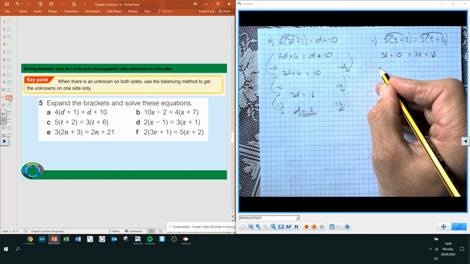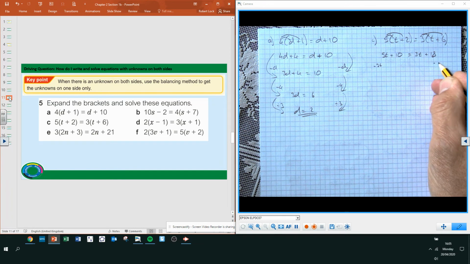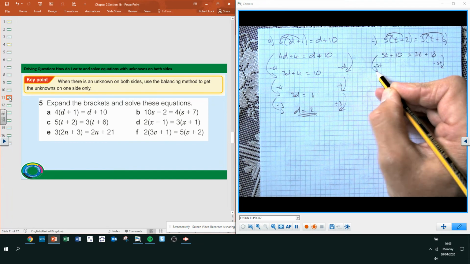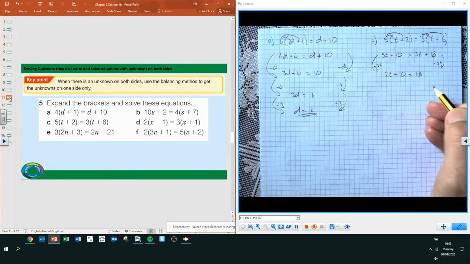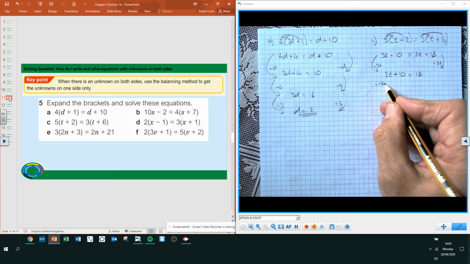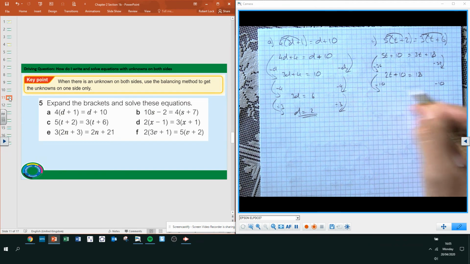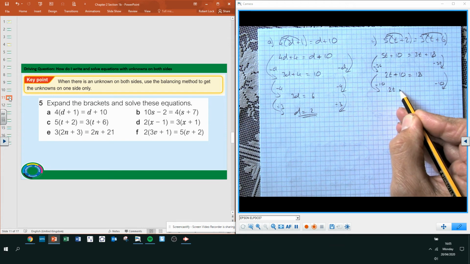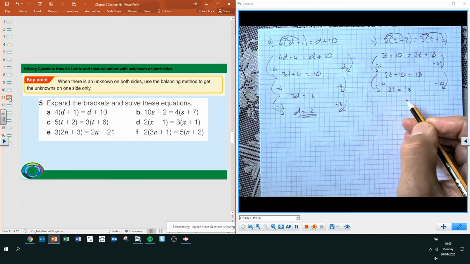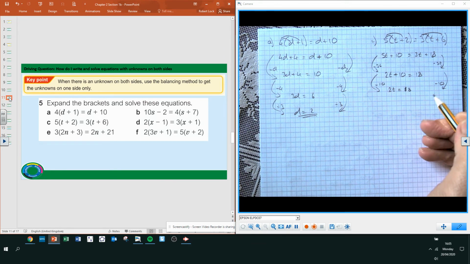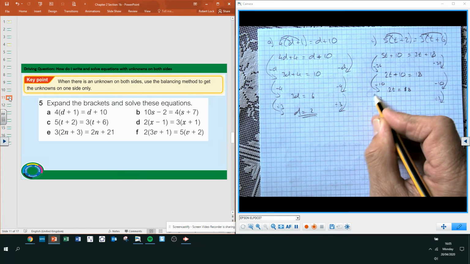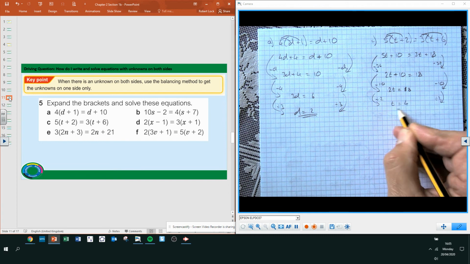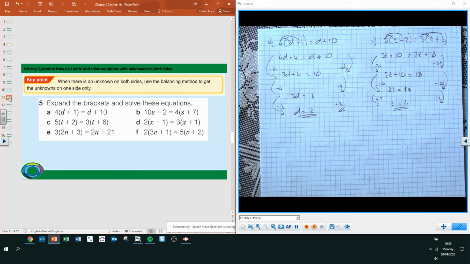Smaller number from the bigger number. So minus 3t there. Becomes 2t plus 10 equals 18. Take away 10 both sides here. 2t equals 18. No, it doesn't. It equals 8, Mr. Locke. So divide by 2. t equals 4. Answers. How well did you do?